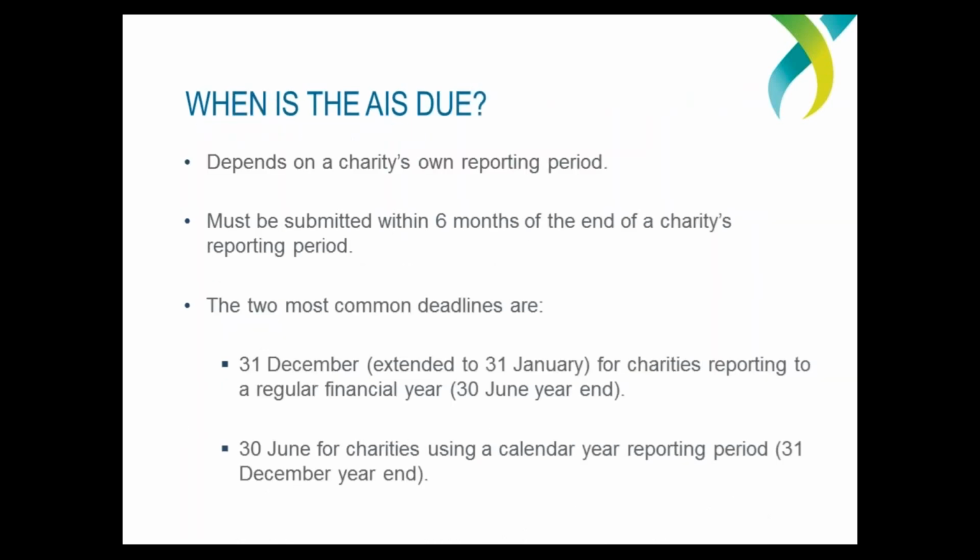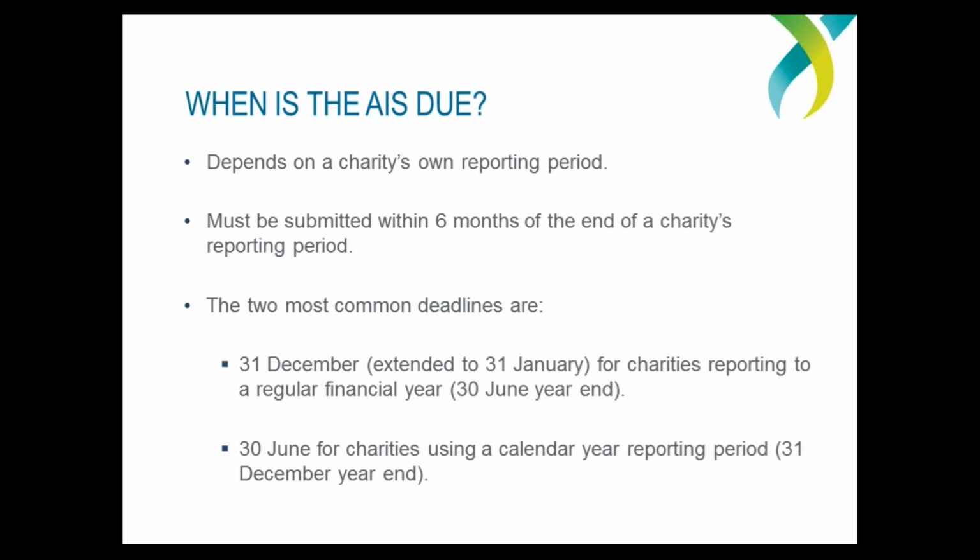So when is the AIS due? The AIS's due date can differ depending on the charity. This is because charity reporting periods, the dates to which they report internally, can vary. Two of the more common reporting periods and their corresponding AIS due dates are outlined there on the slide in front of you. Many charities report to the regular financial year, that's July to June. For those charities, their annual information statement is due by 31 December.